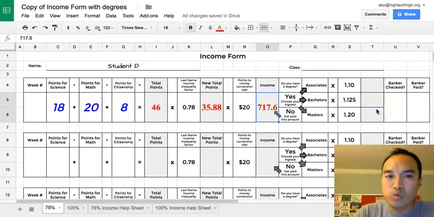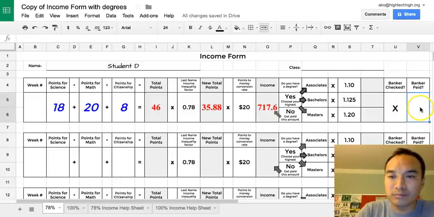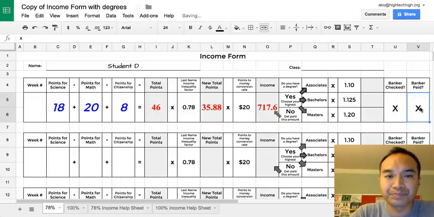So once you check that and got this, use your income help sheet, you just kind of check that off as, hey, I checked that. And as the banker, once you actually paid that amount in my kid's bank account, go ahead and check that as well. All right, so let's move on to a second student.